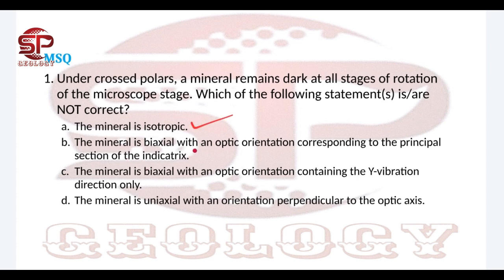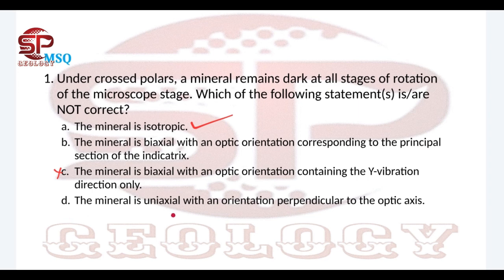The mineral is biaxial with an optic orientation corresponding to the principal section of the indicatrix. So if you take a principal section of the indicatrix, then it will not become isotropic. So that's why in biaxial there is no such orientation where the mineral will be dark at all stages. The mineral is biaxial with an optic orientation containing the Y vibration direction. It will also be incorrect.